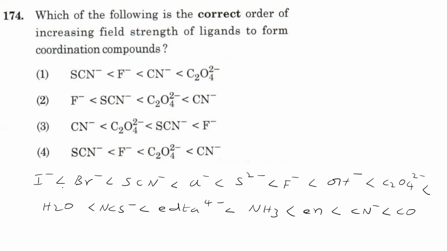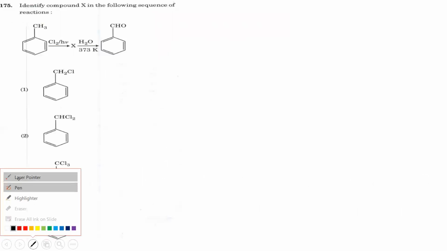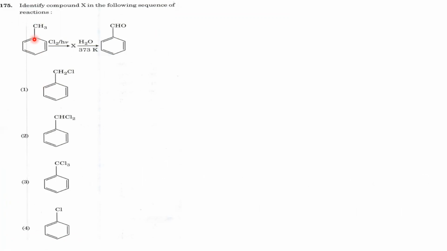Now fourth option we will take SCN-, here number 1, F- number 2, C2O4 2- number 3, and CN- number 4. Therefore fourth option is correct one regarding ligand field strength. Let us go to next question. Here this toluene reacting with the Cl2 in the presence of sunlight.